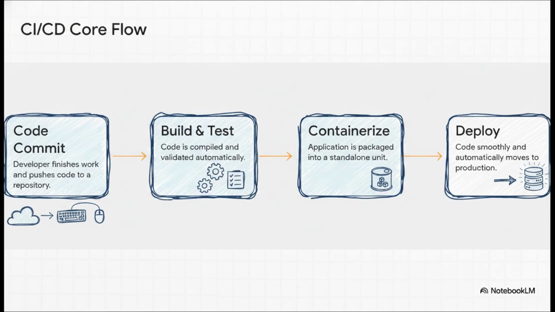Let's move on and take a look at what happens inside the CI/CD pipeline. So when we talk about how CI/CD pipelines automate deployment, this specific flow right here is the absolute heartbeat of the operation. Let's break it down. Step 1 is the code commit. A developer finishes their work, pushes it to a repository, and boom, that action automatically triggers Step 2, build and test. This is where the code is compiled and validated. Once it gets a passing grade, we hit Step 3, containerize, where the application is packaged up into a standalone executable unit. And finally, Step 4, deploy to production. The code smoothly, entirely automatically moves right into the live environment. No human hands required whatsoever.